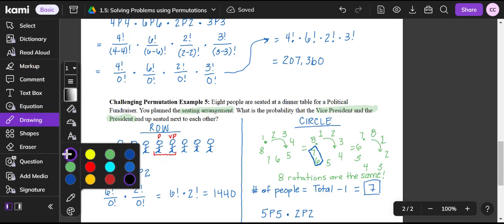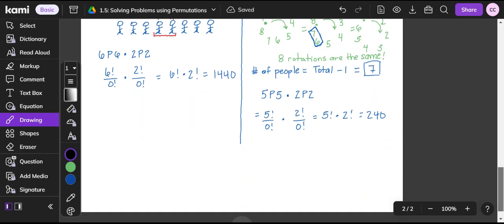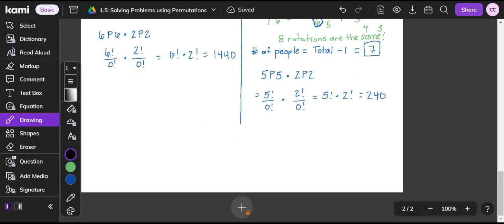So there's a couple different things going on. We have defined roles, and we have a seating arrangement. And remember, anytime we see the word arrange, that also tells us that this is a permutation. So to identify a permutation, we're looking for some key phrases or some key things happening.